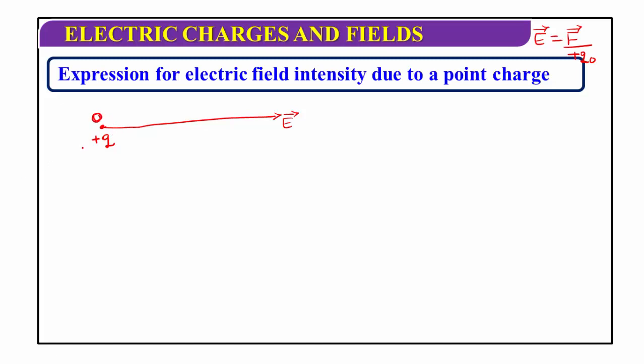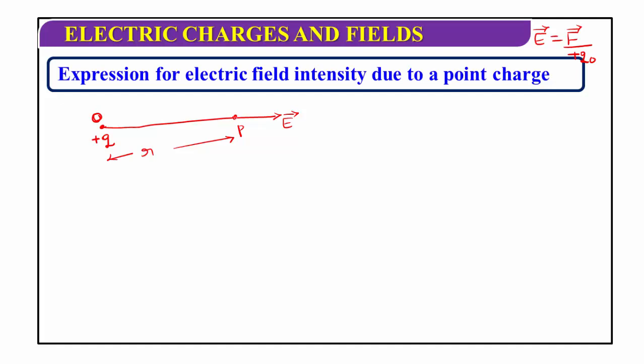Consider a point charge plus q at O in air or vacuum. Now let P be a point at a distance r from the charge, at which the electric intensity is to be calculated. Electric intensity is the measure of the strength of the electric field.